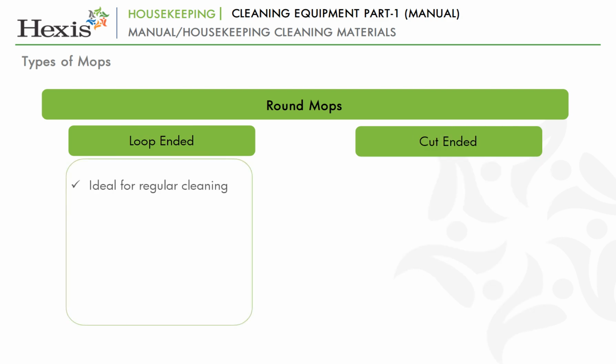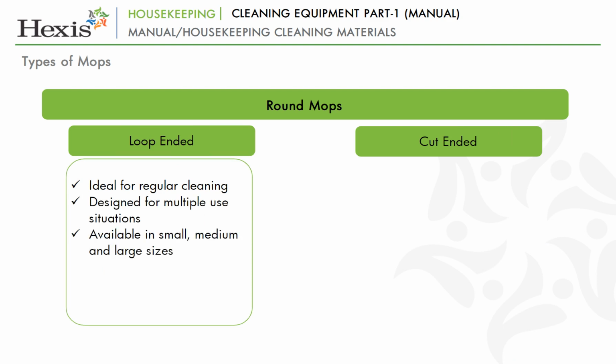Loop-ended. These are ideal for regular cleaning. They are designed for multiple use situations. They come in small, medium, and large sizes. They have good absorption and laundering abilities. These have a high rate of linting.